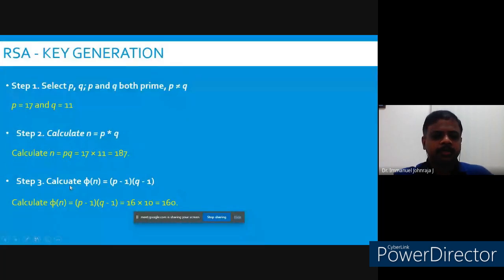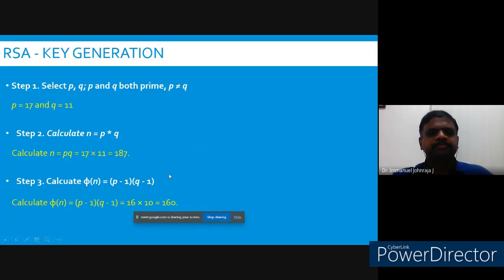Third, we have to calculate phi of n. Phi of n is calculated as p minus 1 multiplied by q minus 1. P minus 1 is 16, q minus 1 is 10, so 16 multiplied by 10 gives 160. Simple calculations, right? So far you have chosen two numbers, P and Q, both prime and not equal, calculated n by multiplying them, then calculated phi of n by p minus 1 multiplied by q minus 1.